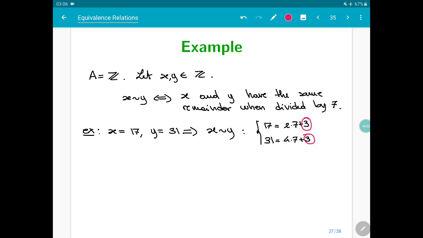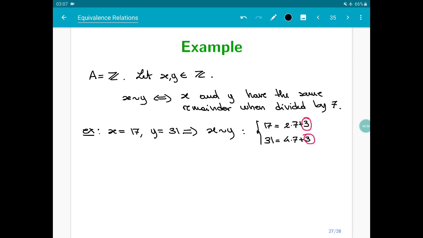Okay? And actually, this is an equivalence relation because, of course, an element has the same remainder as itself when divided by 7. This property clearly does not depend on the order of x and y. And in the same way, you can prove the transitivity. If x and y have the same remainder and y and z have the same remainder, of course x and z will have the same remainder.